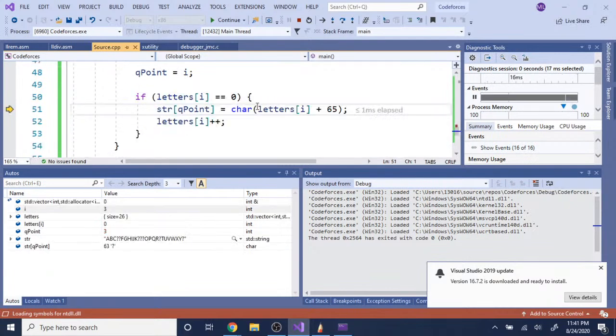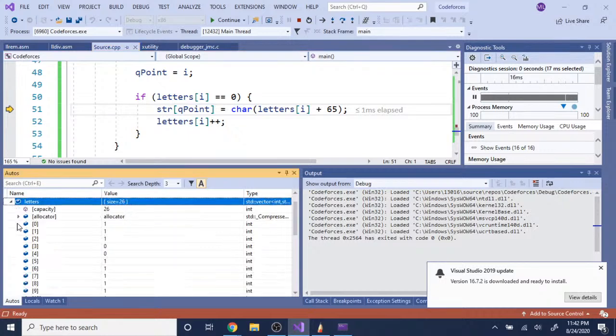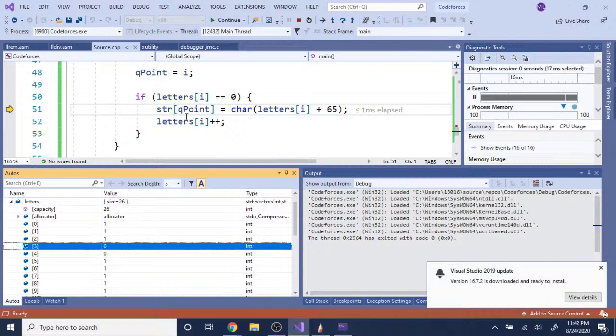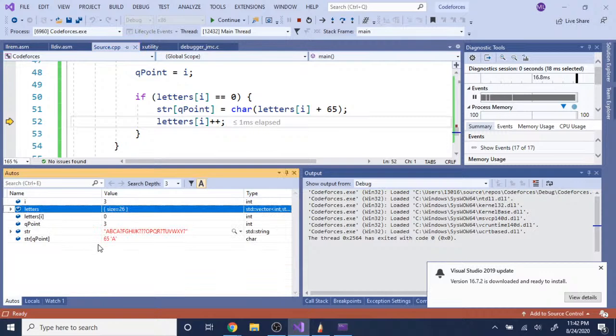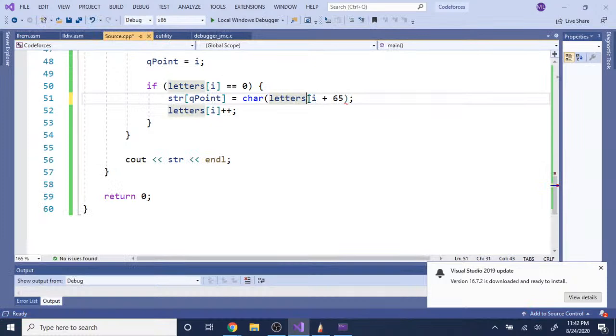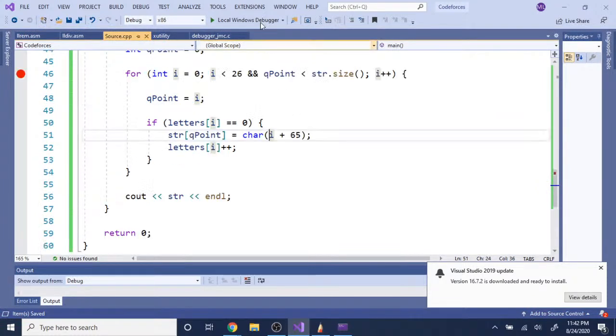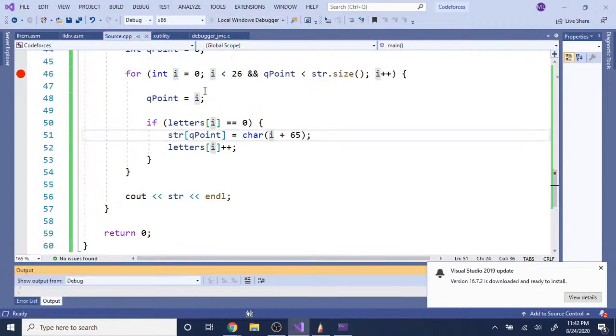Okay. str at question pointer, which is 0, 1, 2, 3, is going to change it to whatever letters at I. Letters at I is 3, so we need to change that. Does it change it now? It replaces it with A. That's not right. Index at I is 0. Oh! This is not what I want to do. I want to do this. I want to do that. Okay.